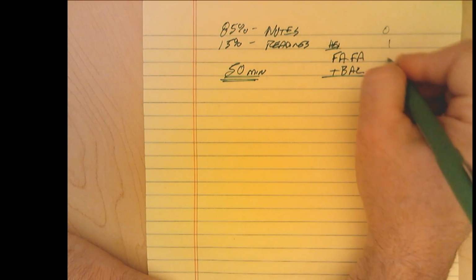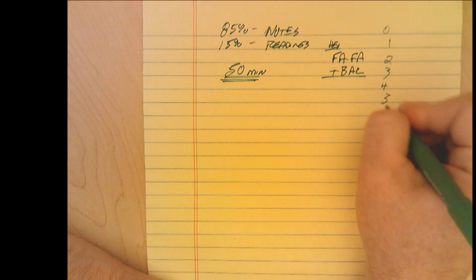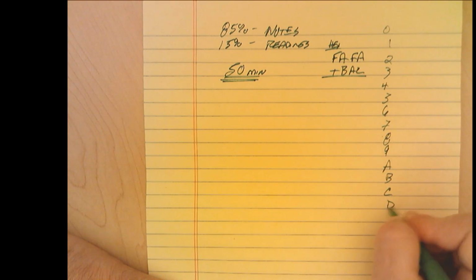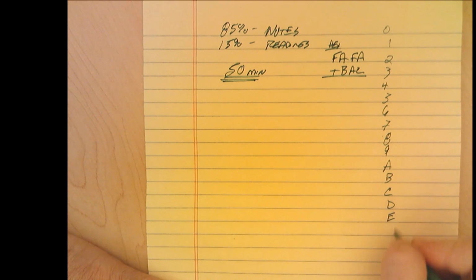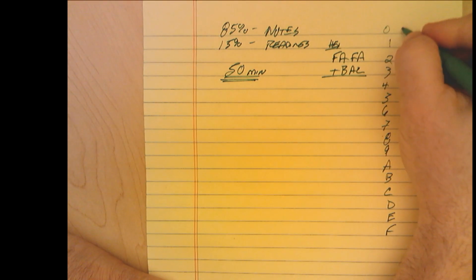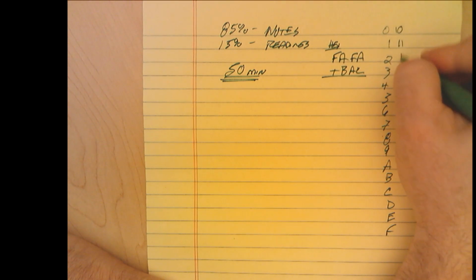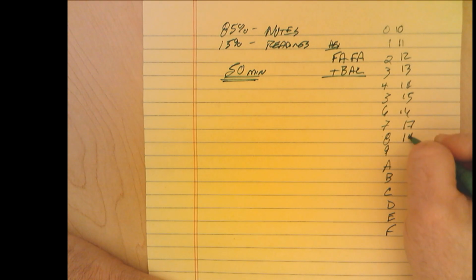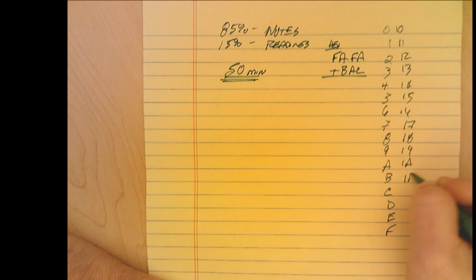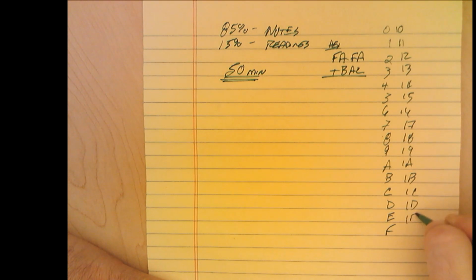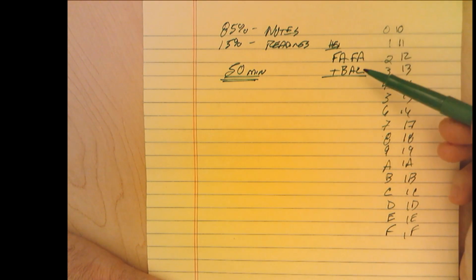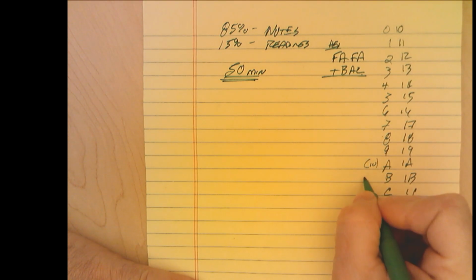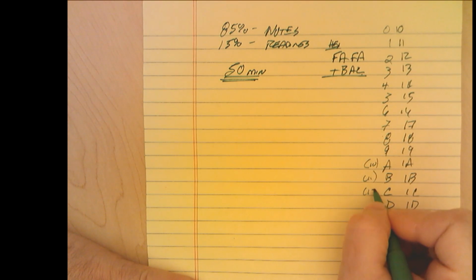So 0, 1, 2, 3, 4, 5, 6, 7, B, C, D, F. Yep. Then I'm going to start over. 10, 11, 12, 13, 14, 15, 16, 17, 18, 19, 1A, 1B, 1C, 1D, 1E, 1F. All right, here we go. So A plus C. I'm going to start at the C. I need to remember that I can remember how many place values this is worth.